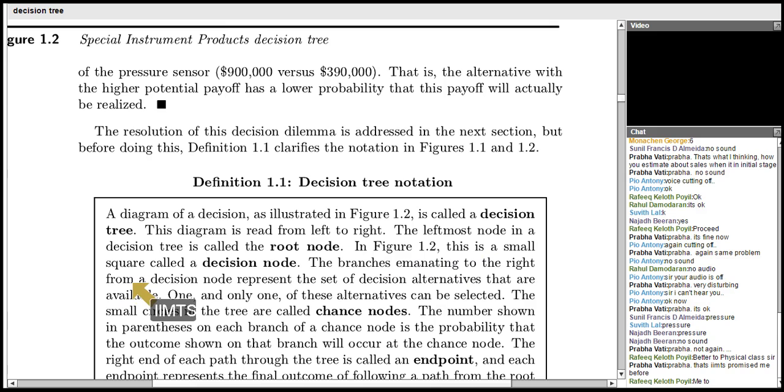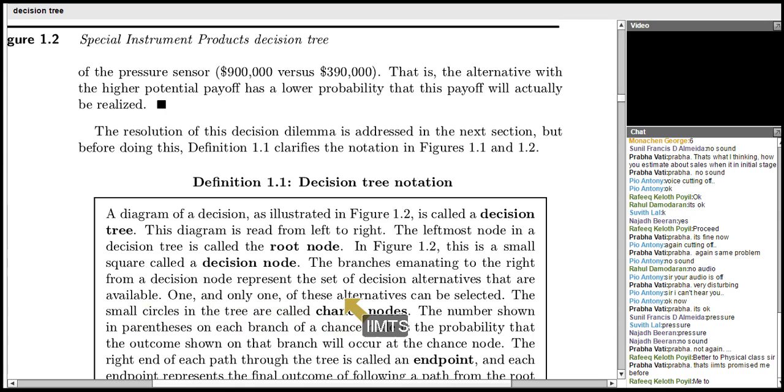I showed you the square. It's there. That is called the root node. Or you can call it a decision node. The first node is the decision node. So you decide what to do. Now the branches emanating to the right from a decision node represent the set of decision alternatives that are available. So in that case, we have three alternatives. You either do the temperature sensor, the pressure sensor, or you don't do either of them. So there are three alternatives you can choose from.